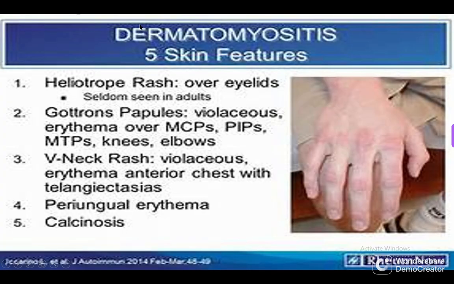Five skin features: the heliotropic rash over eyelids, seldom seen in adults, and Gottron papules, violaceous erythema over metacarpophalangeal joints, proximal interphalangeal joints, metacarpal joints, metatarsal joints, knees and elbows, and V-neck rash, that is the shawl sign, violaceous erythema, anterior chest with telangiectasias. Now, periungual erythema means that here this is erythema, and calcinosis are seen in the peripheral parts.